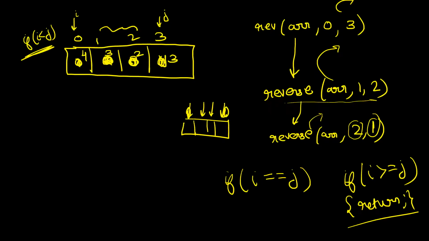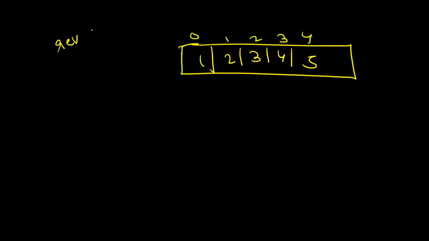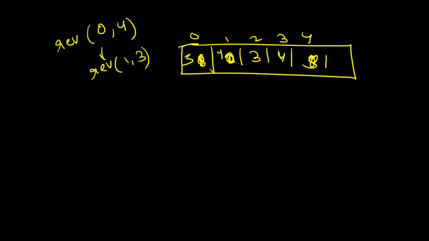If you want, you can remove this equality also. That is also fine. See, in case of an odd sized array, let's say 1, 2, 3, 4, 5, I will call reverse first on index 0, 4. I will do a swapping. 5 comes here, 1 comes here. And then I will call reverse on 1, 3. I will do a swapping. 4 comes here, 2 comes here. And then I will call a reverse on 2, 2.